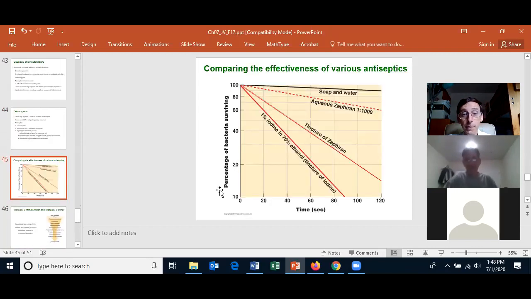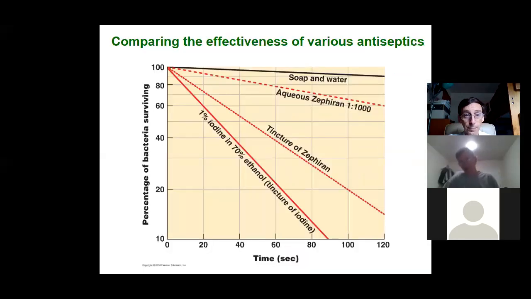All right. Comparing the effectiveness of various antiseptics is what this slide is showing you. Let's blow that up a little bit. So the percentage of bacteria surviving at a given time: at 1 minute, soap and water has not killed too many organisms. Soap and water is not a very good disinfectant. Really what it's only good at is de-germing, helping to wash away the germs and then the grime on your skin that the germs might be attaching to.